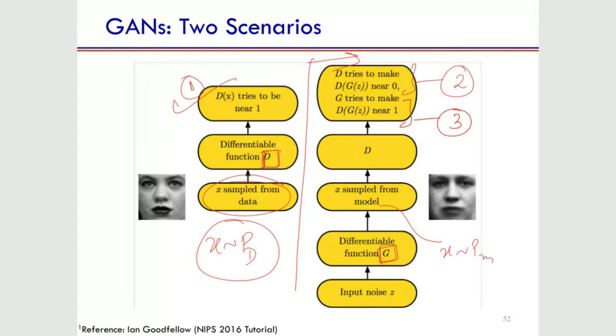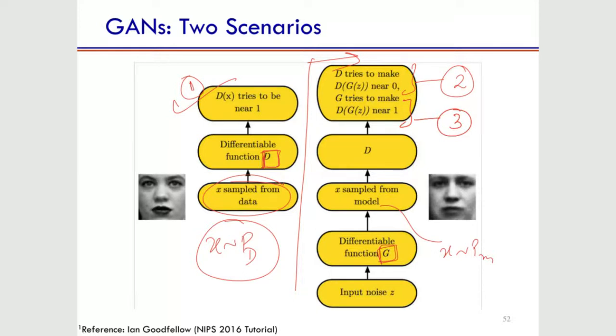So G's objective is to ensure that my output is as good as what D used to do with the real data. With real data, D was trying to make its output close to 1, but G is going to change its parameters such that, even with what it generated, D will output some number which is close to 1. So G of Z, just think of it as X. G of Z is just X.